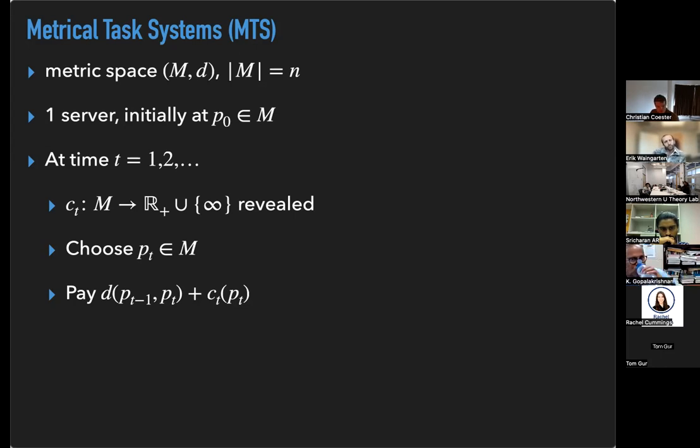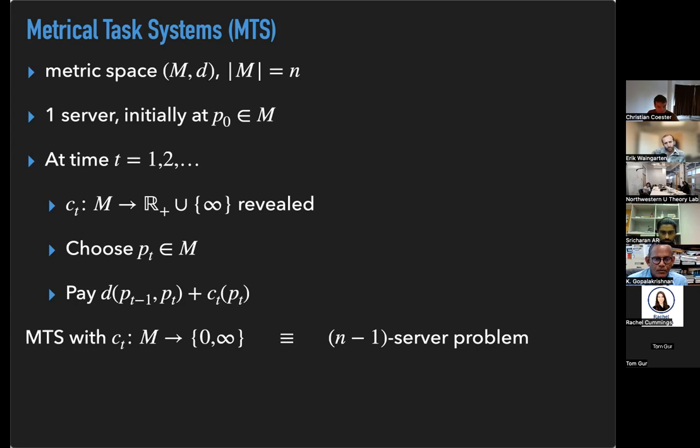And now at every time step, we get a cost function. So this cost function is a function that maps every point of the metric space to some non-negative number, possibly infinite. And after this cost function is revealed, the algorithm then chooses a new point, pt. So this is the new location of the server. And then the algorithm has to pay movement costs, so the distance from the old to the new location. And it also has to pay service cost, which is the cost function evaluated at the location that the algorithm moved to.